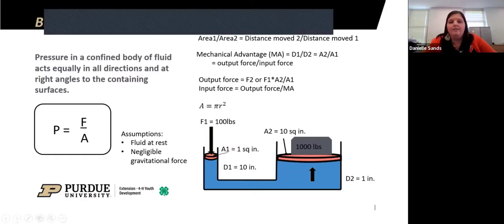So all of these equations are going to be important in the next activity where we're going to do some math. So in this example, F1 is 100 pounds. So the input force is 100 pounds. I'm giving you all of the information here that you would need. D1, it's going down 10 inches. It's pushing up 1 inch. But the input force has an output force of 1,000 pounds because the input force is multiplied by the area of the second one, of the second cylinder.